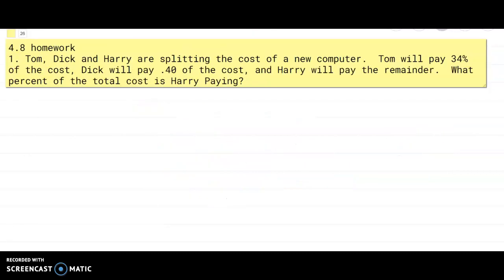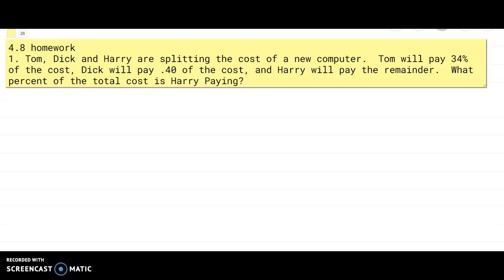Okay, now we're going to do the other side. Problem number 1 says Tom, Dick, and Harry are splitting the cost of a new computer. Tom will pay 34% of the cost. Dick will pay 0.4 of the cost, and Harry will pay the remainder. What percent of the total cost is Harry paying?